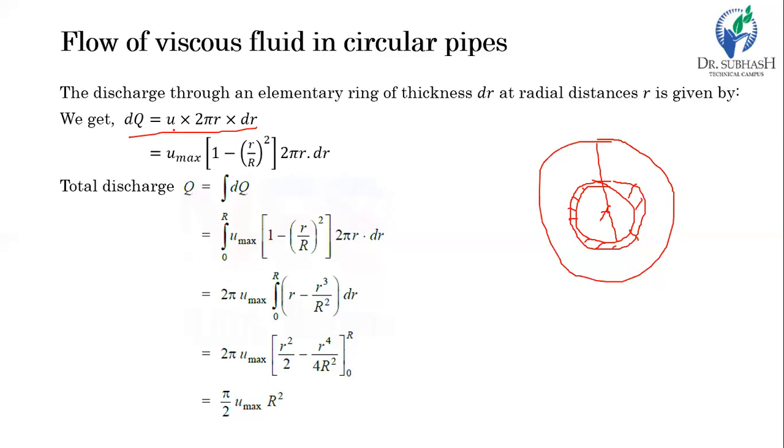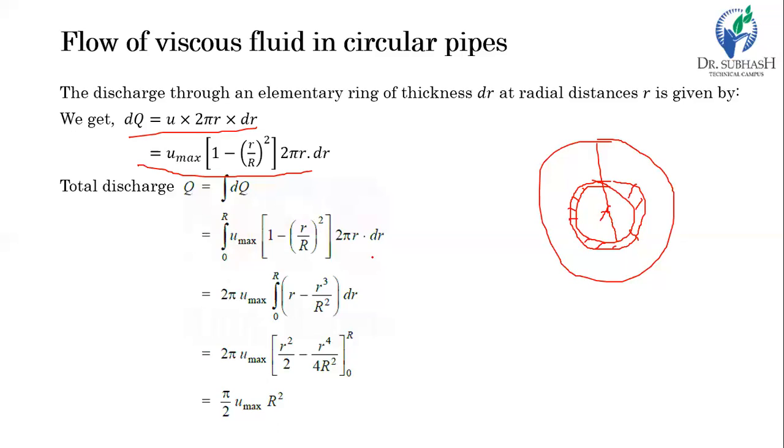By putting the value of u from the previous equation, u is equal to u max into 1 minus (r upon R) whole square, times 2 pi r dr. So this is the equation of a very small discharge flowing through this elemental ring. And to get the total discharge, integrate this dq with limits r equal to 0 to r equal to capital R.